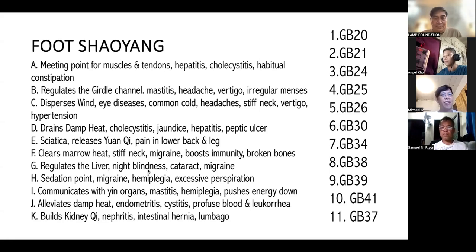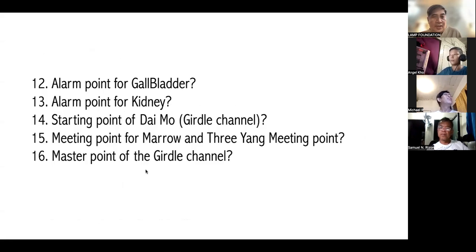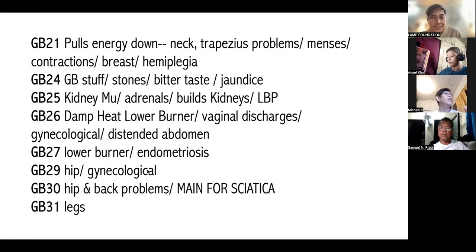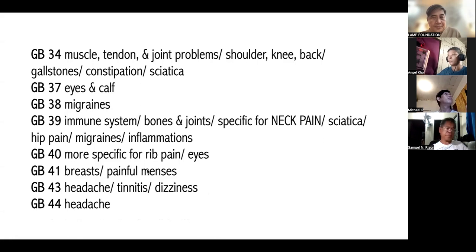Okay, let's go to number 8. Number 8 po, as we discussed earlier. GB39. What's your answer for GB39? Still sciatica, immune system, bones and joints, specific for neck pain. Neck pain. Matatanda, yung sumasakit na batok.